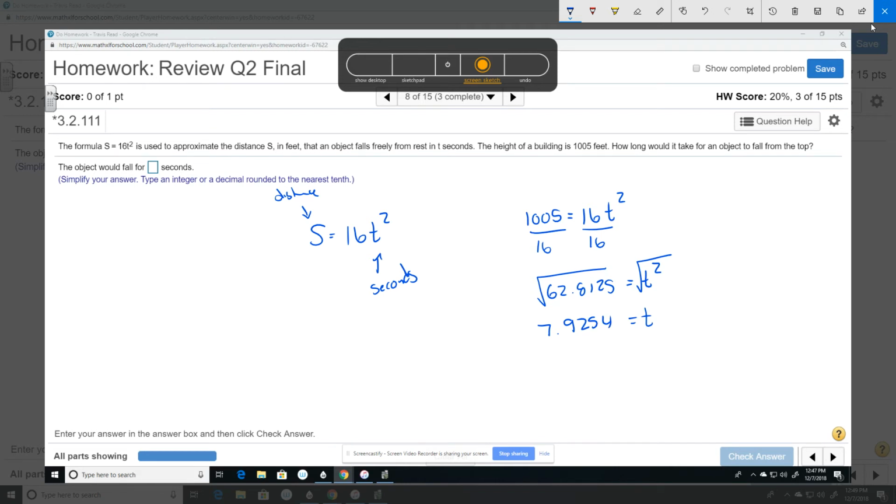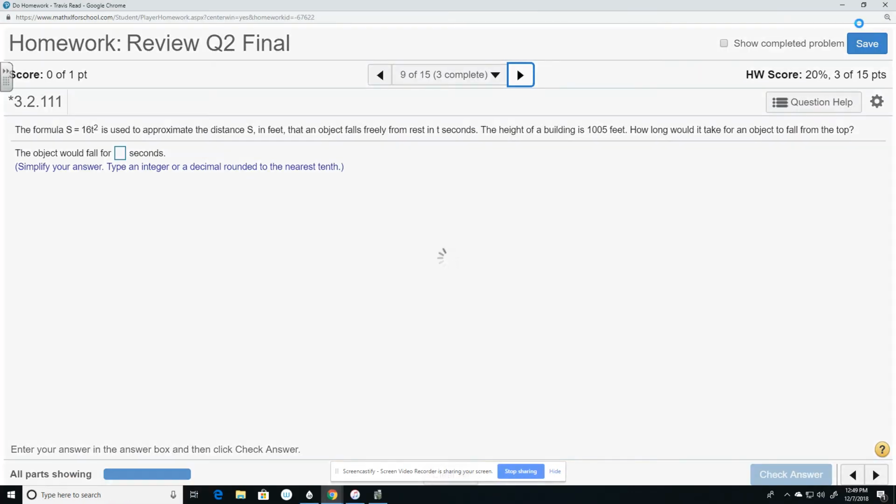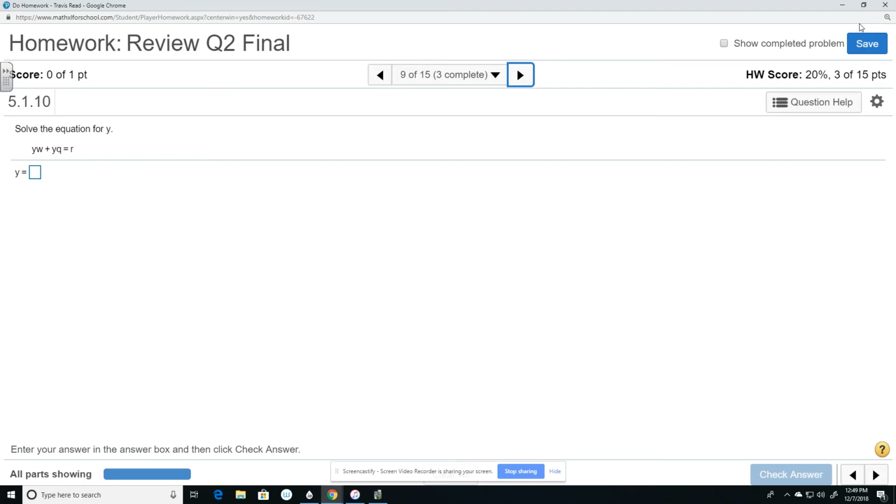But if I look right here, it says simplify your answer. Type an integer or a decimal rounded to the nearest tenth. So my 7.92, I want to round it to the tenths place, which is just going to be 7.9 because that 2 makes me round down. So it would take about 7.9 seconds for an object to fall that far.